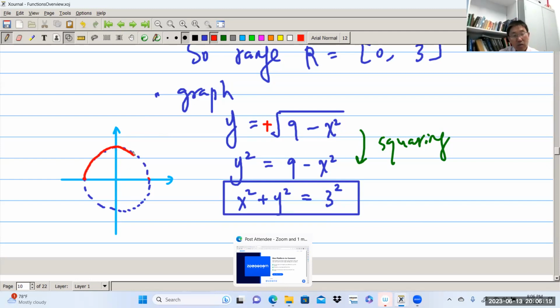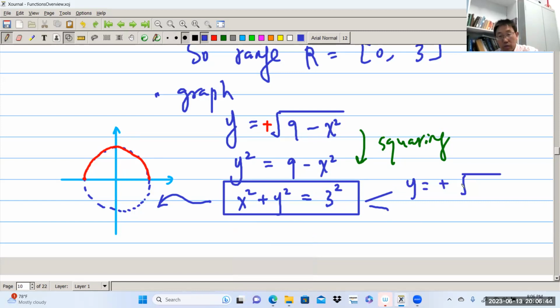Do you see that? So this is the equation for this whole circle. But my function y is the positive square root of 9 minus x squared. Because this circle equation can be written as y squared equals 9 minus x squared. And then y can be written as the positive square root of 9 minus x squared, or y equals the negative square root of 9 minus x squared, right? Because for each 9 minus x squared, it has 2 square roots, a positive one and a negative one.